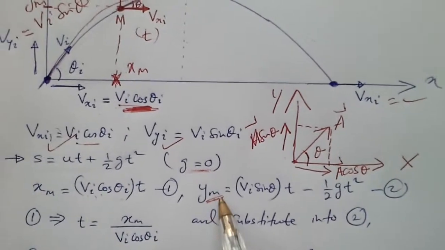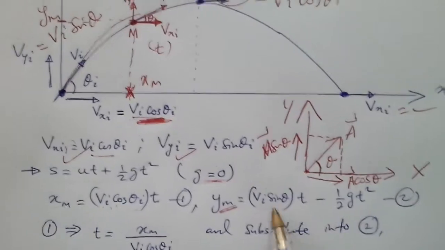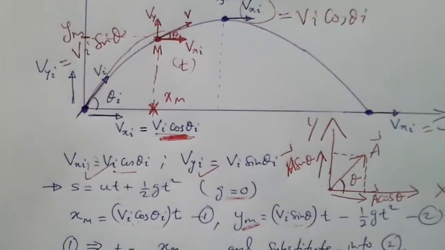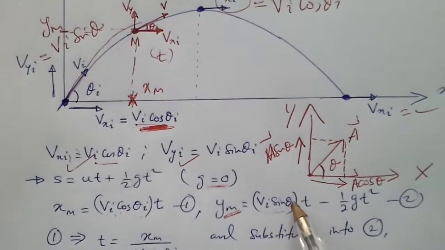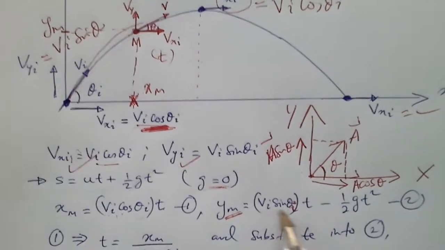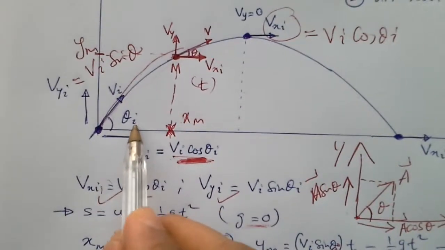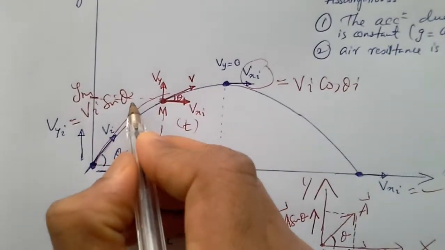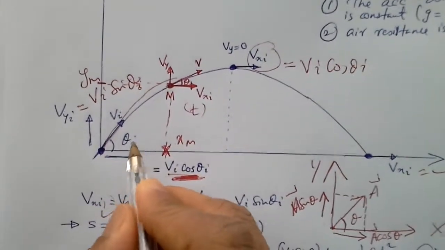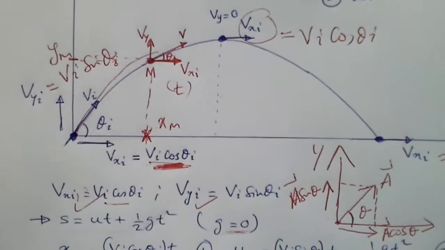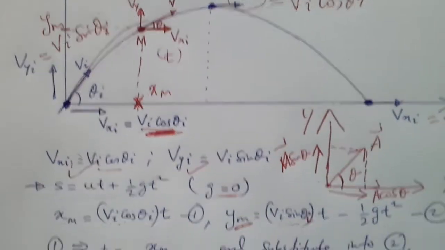So what is our ym? If I use the same equation, now the initial speed is vi sin theta I, because we said this is theta I. The index I indicates you can change the angle. The angle is a variable quantity.